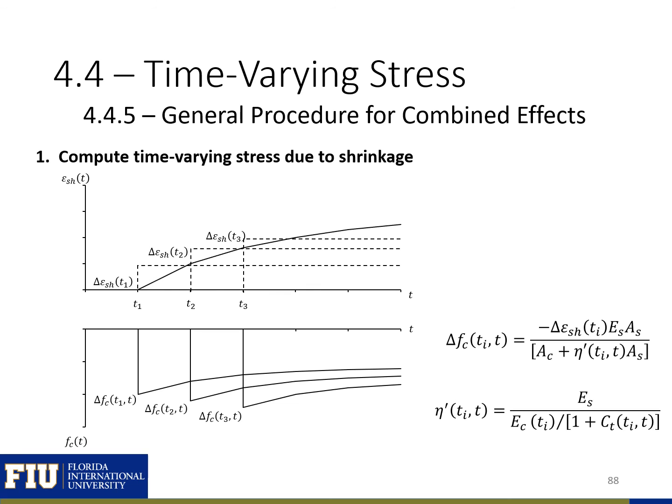The first thing that we need to do is compute the time-varying stress due to shrinkage. Because shrinkage happens over time, we need to decide how we want to break up our shrinkage. So we can do it in different steps, or we can lump it all together and apply it at a certain time. But we need to make some kind of assumption and discretize our shrinkage somehow, so that we can take each of these shrinkages and find the stress component caused by them.